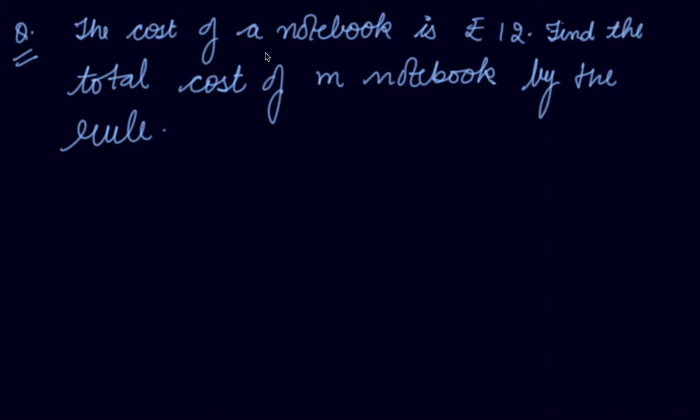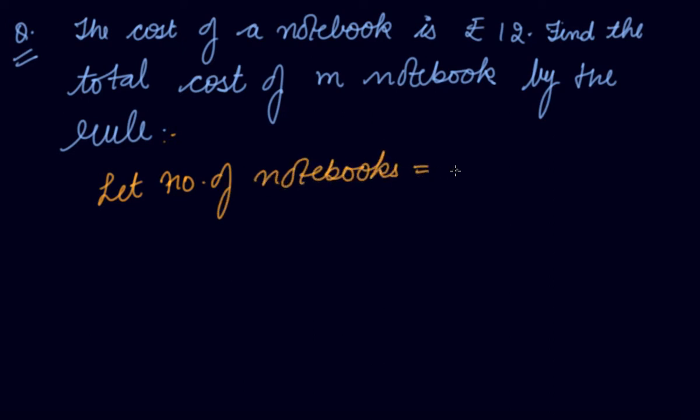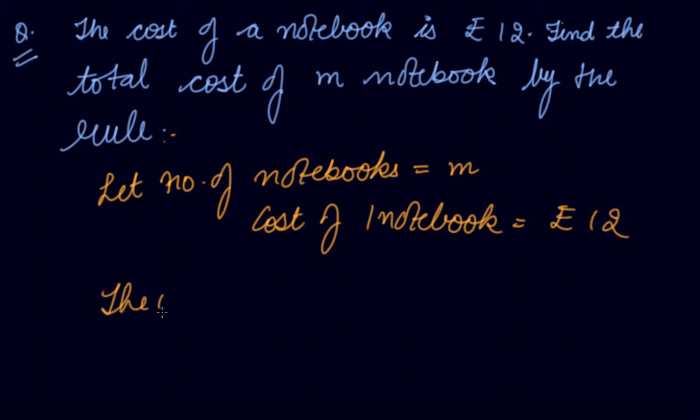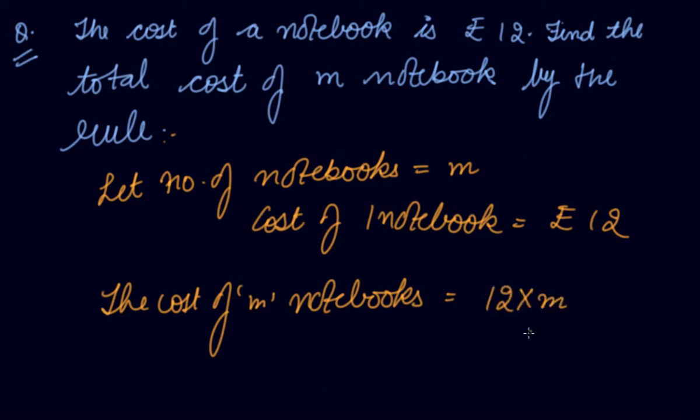Now the question is, the cost of a notebook is rupees 12 each. Find the total cost of M notebooks by the rule. Which means that we suppose the number of notebooks is equal to M, right? Cost of one notebook is equal to rupees 12. The cost of M notebooks will be equal to 12 into M. So M is the variable here and this is the rule we have found.